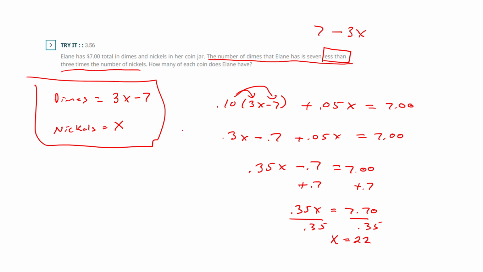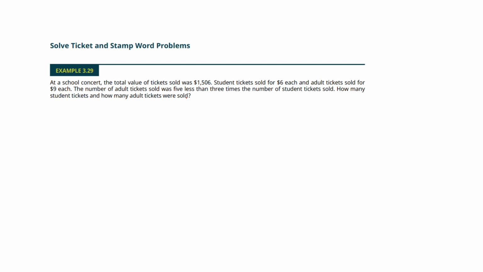Okay, that was the nickels. Now we've got the complicated dime thing, so I'm going to put it down here, subbing in for the x. I know x is now 22. I've got 66 minus 7, or 59. So 22 nickels, 59 dimes.